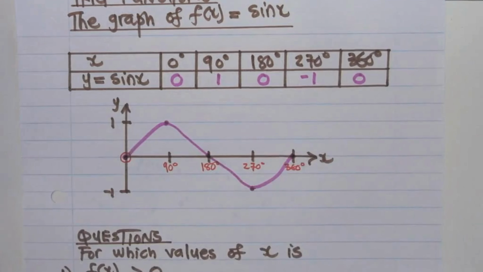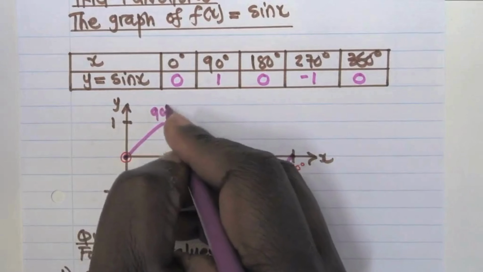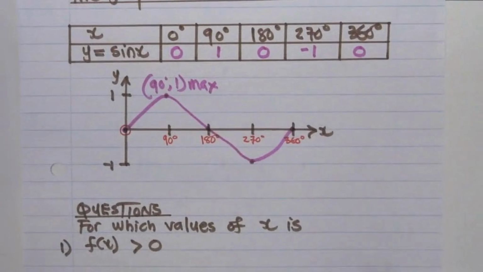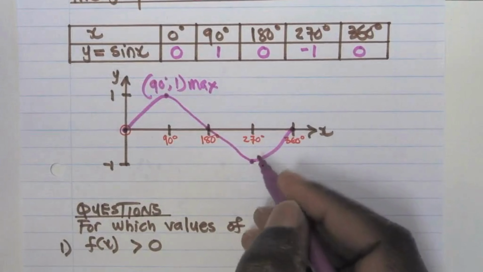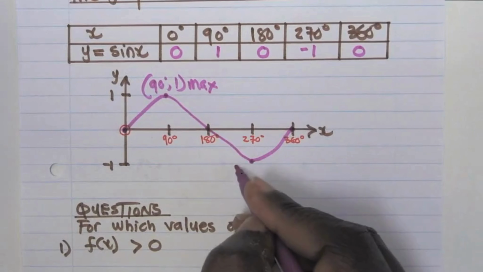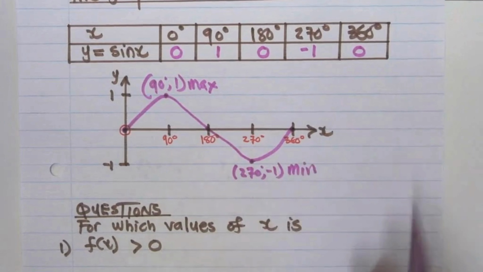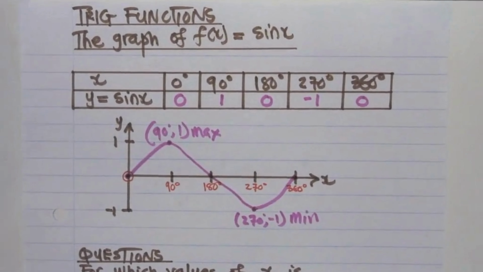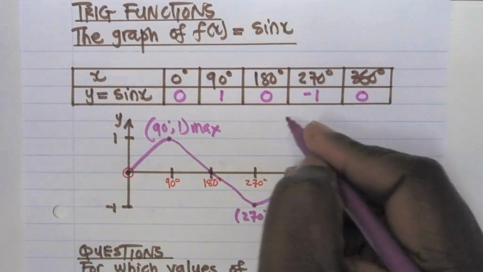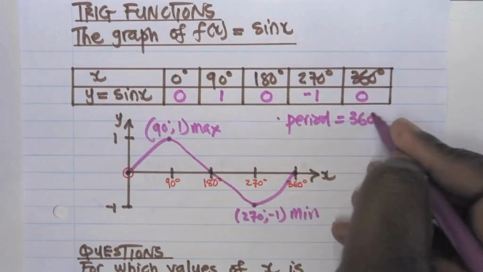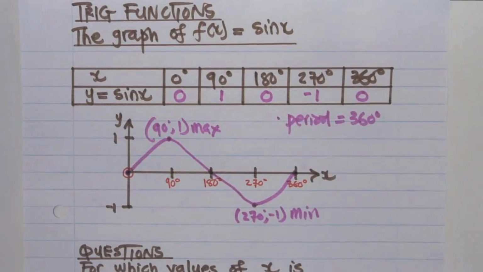And after drawing my graph, I'm going to notice that this point here is giving me the maximum, and then this point here is giving me the minimum. I can also establish from my graph that the period is 360 degrees. In other words, this graph is completing a full cycle after 360 degrees.